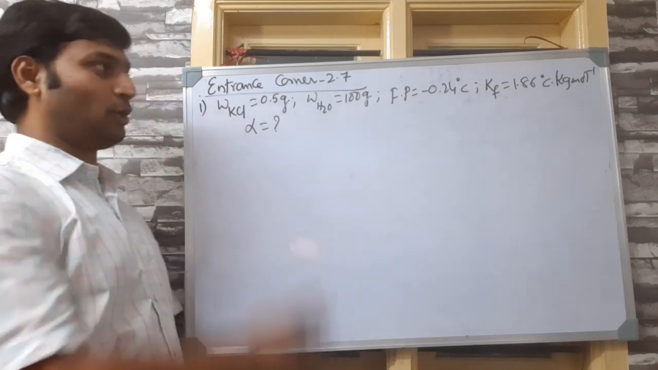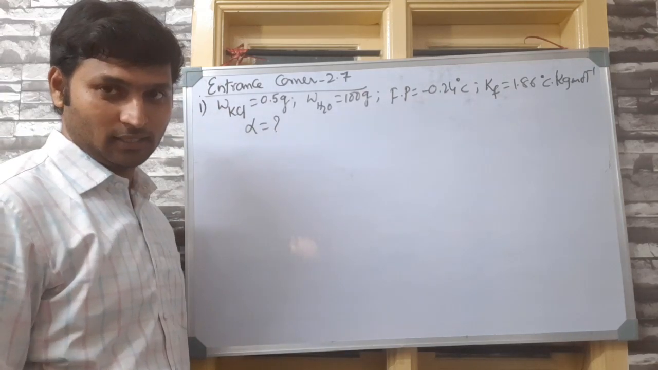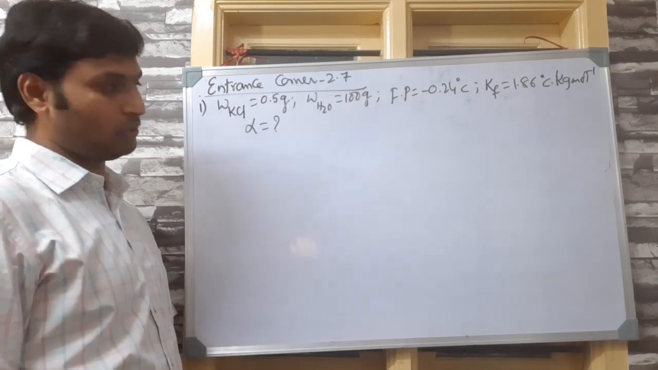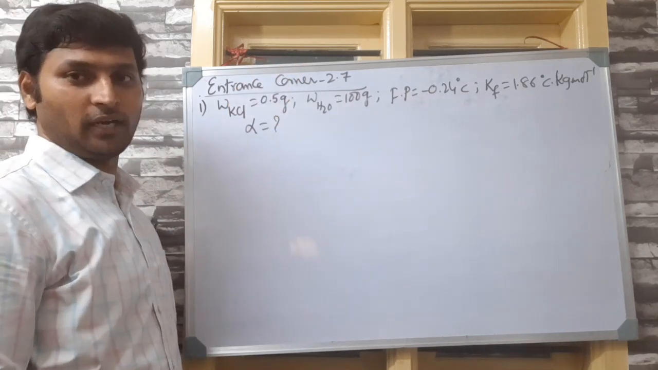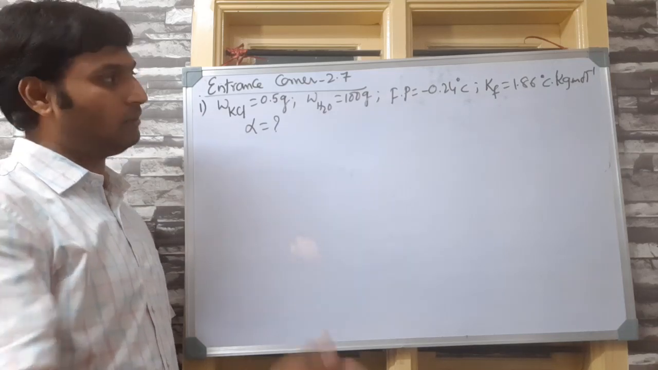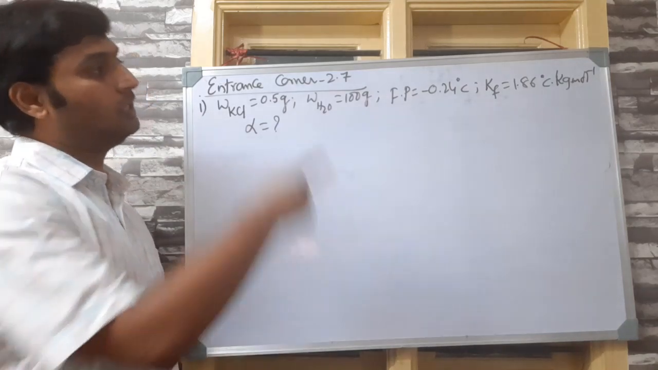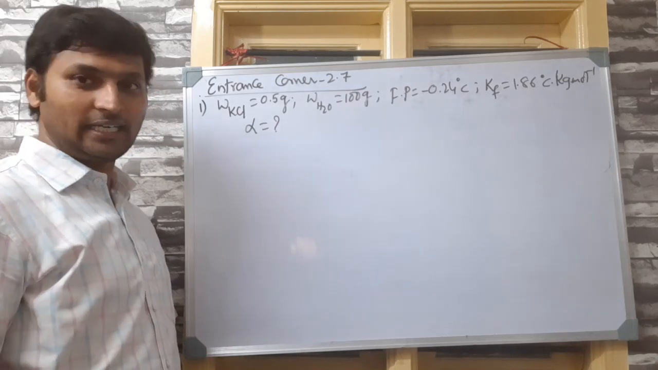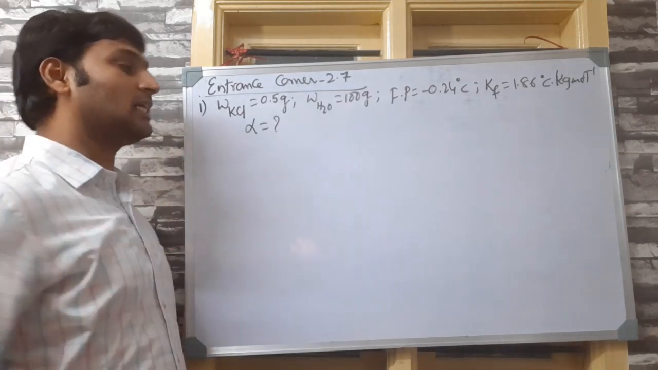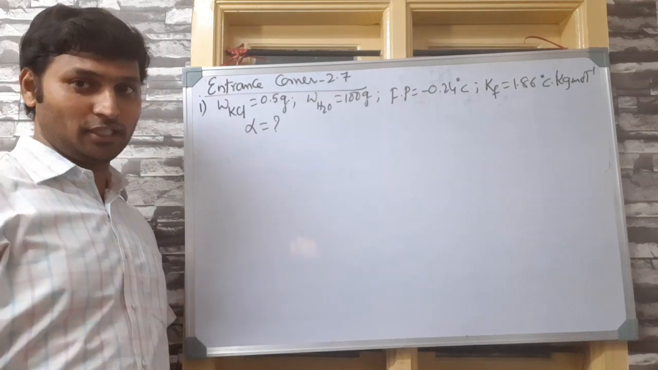0.5 grams of potassium chloride is dissolved in 100 grams of water, and there seemed to be a depression in freezing point by 0.24 degrees, because freezing point has become minus 0.24 degrees. From 0 to minus 0.24 is nothing but 0.24 degrees, delta TF. Kf is equal to 1.86 degrees Celsius kilogram per mole. Now he is asking the degree of dissociation.